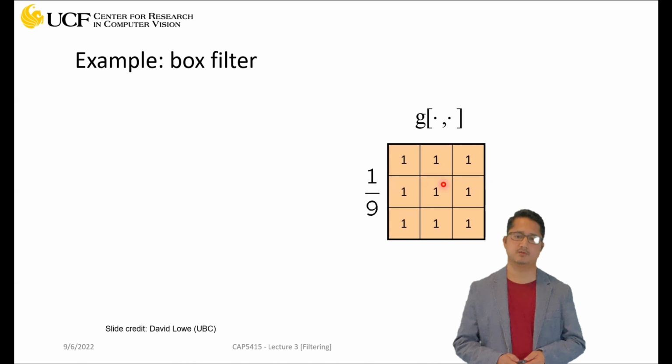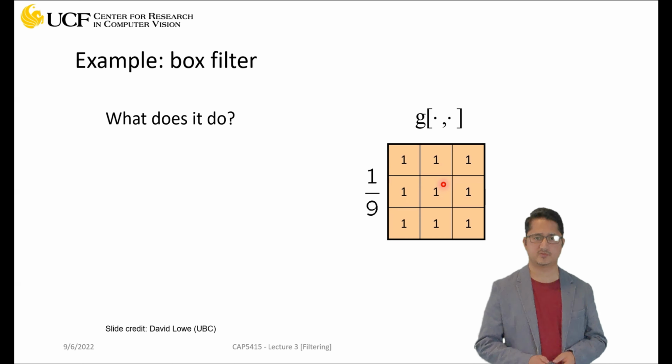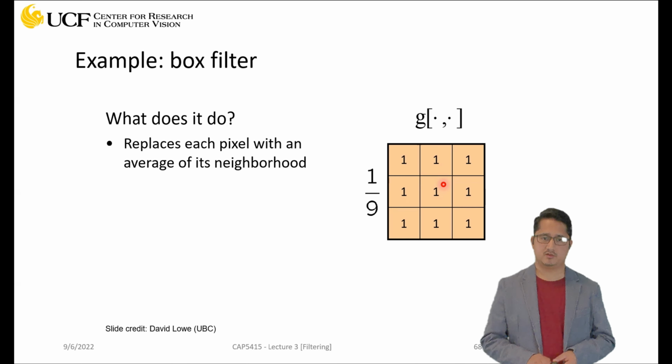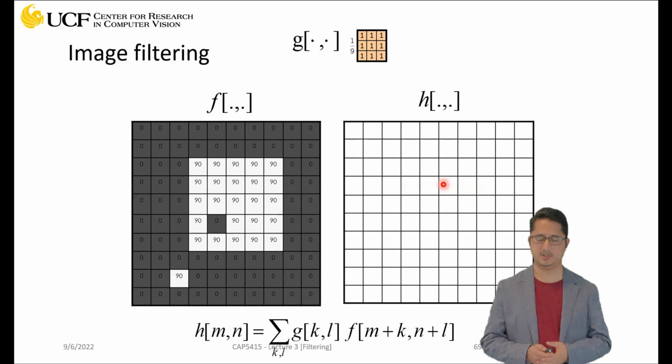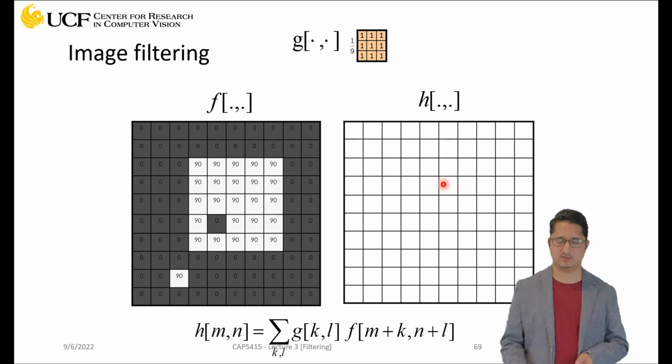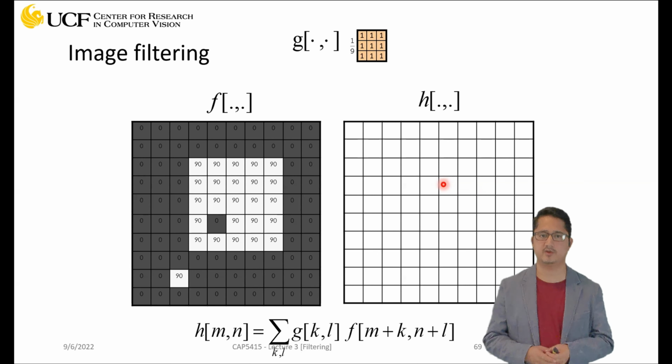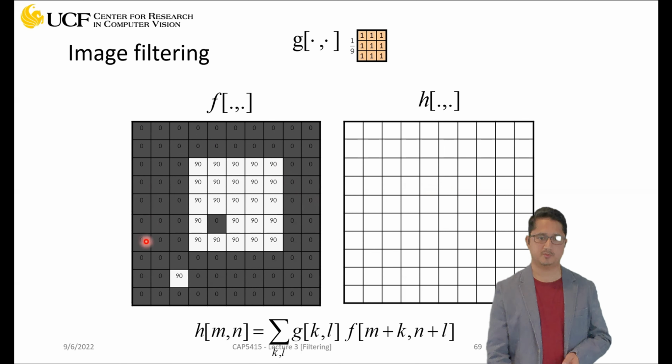Now, another interesting filter is the box filter. We have seen this earlier as well. As we discussed, it will just replace each pixel location with the average of its neighborhood. Let's try to understand that with this example, because earlier we couldn't understand what is really happening. This is a more concrete example. Let's say this is an image patch, and all the dark pixels are 0, and we have some bright pixels which have a value of 90.